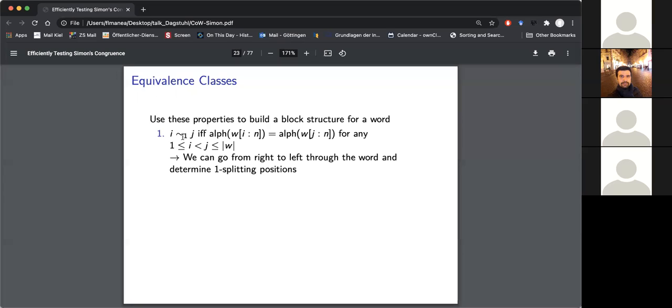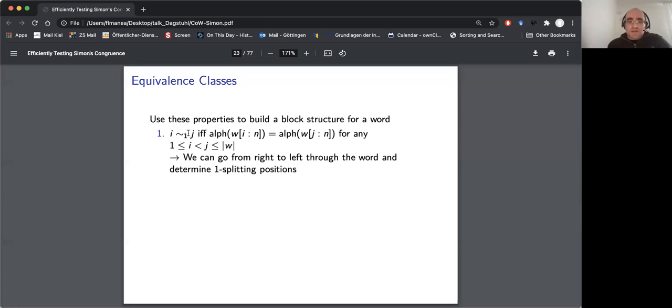I and J are sim-1 equivalent if and only if the alphabets of the two suffixes defined by I and J are equal. This holds obviously for all I and J. So this is how you decide if two positions are equivalent. Now what you can do is go from right to left through the word and keep some sort of characteristic vector or counter for the occurrences of all letters, and essentially decide whether this holds. So see how the alphabet of various suffixes varies. Obviously, the alphabet always grows when going from the right to the left.